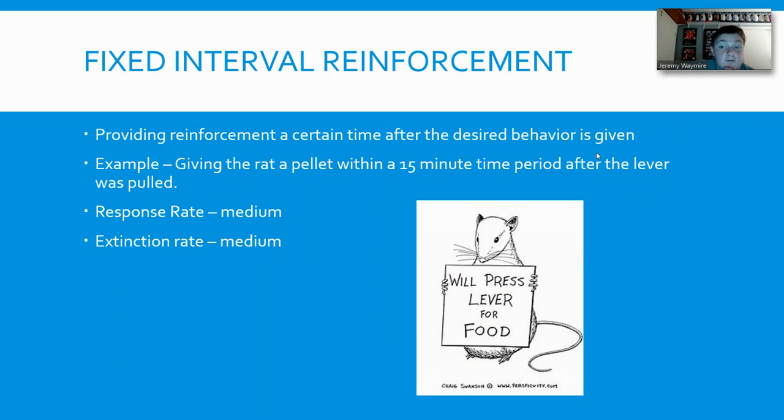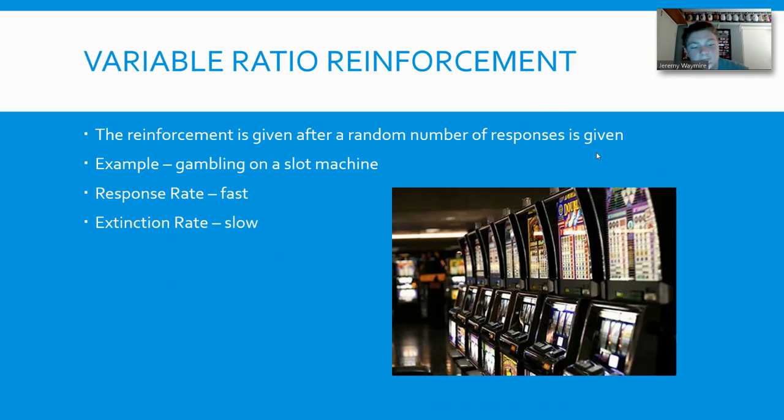So then we have fixed interval reinforcement, which is providing reinforcement a certain time after the desired behavior is given. The example for this one is giving the rat a pellet within a 15-minute time period after the lever was pulled. So the rat is still learning, okay, I pull the lever, I'm going to get food. It's not instant anymore, but it still knows, okay, I pulled this, I'm going to get food. The response rate is medium and the extinction rate once again is medium, which means it'll learn, okay, pull the lever, get the food, pull the lever, get the food. And you're conditioning it to learn that.